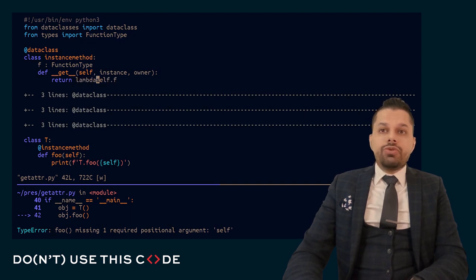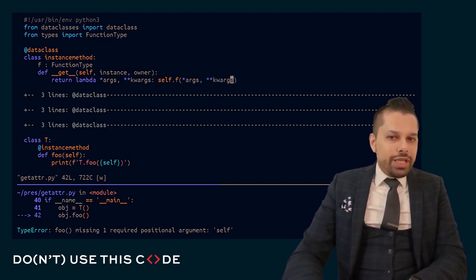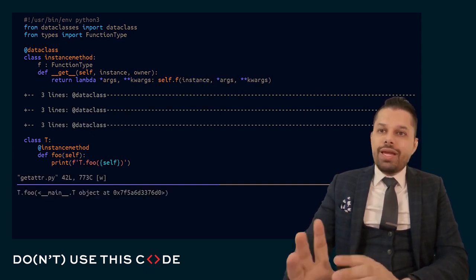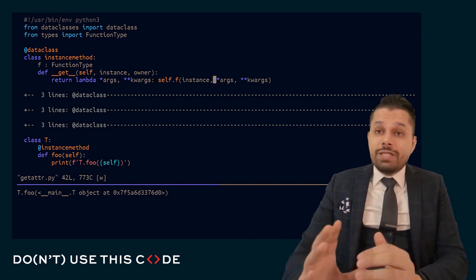What we'll do is return a wrapper. And this wrapper can be as simple as just a lambda that forwards all the positional arguments and all the keyword arguments and just inserts one special argument, our self. Here you go. This is what an instance method really is.